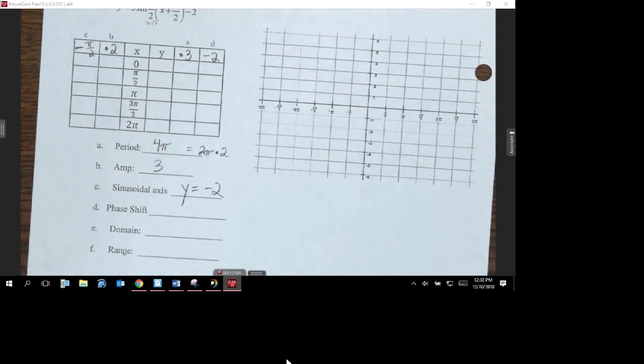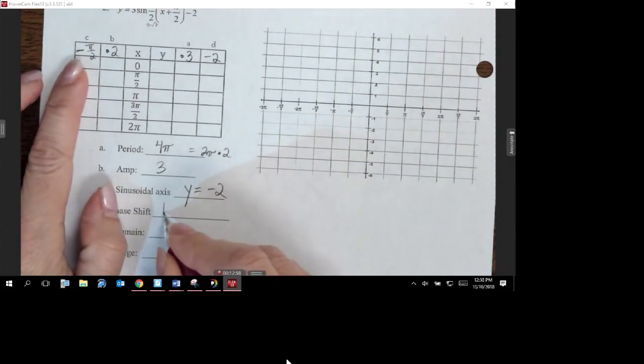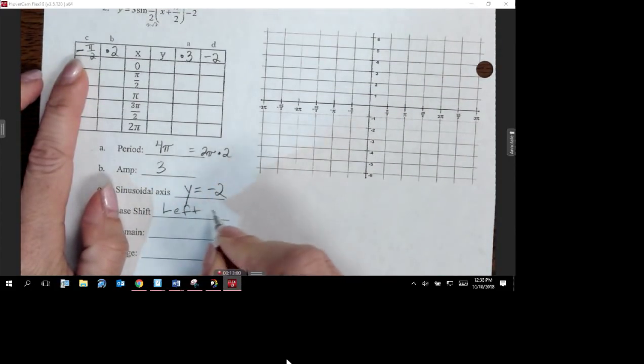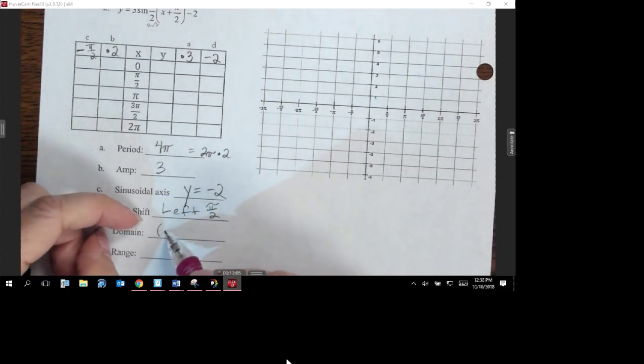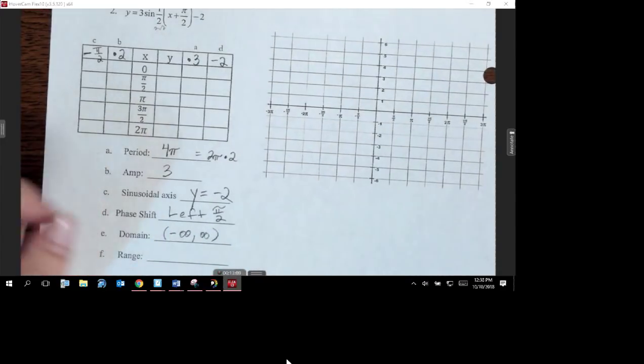The phase shift is if we're going left or right. Are we? Left? How far? Pi over 2. Our domain is negative infinity to positive infinity.